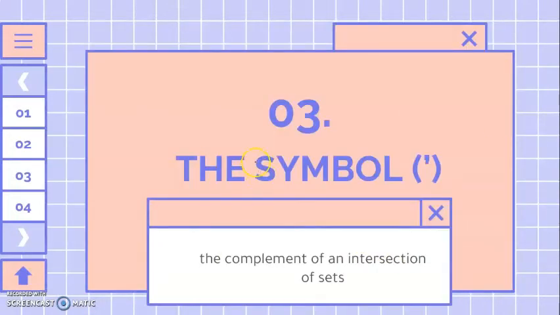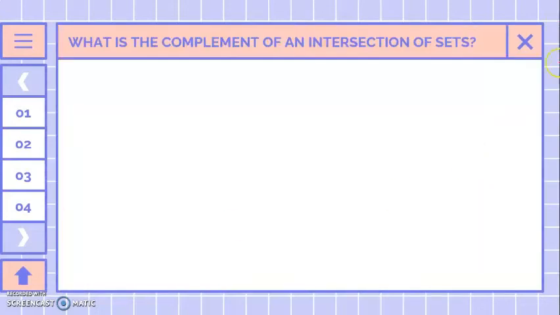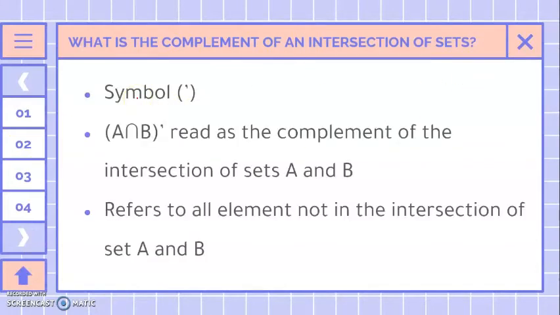Okay, now we will proceed with the complement of an intersection of sets, which is this symbol, apostrophe. So what is the complement of an intersection of sets? Complement of sets means we will have this symbol here.